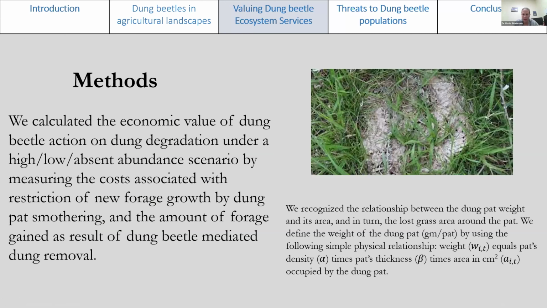So how did we do it? Well, by looking at the dung pats and how long they took to degrade, we looked at the physical dung pats themselves. We looked at a dung pat's thickness, its density, the area that it covered, and then we estimated using NASS data how much forage was actually being smothered and the cost of that forage in terms of money lost.